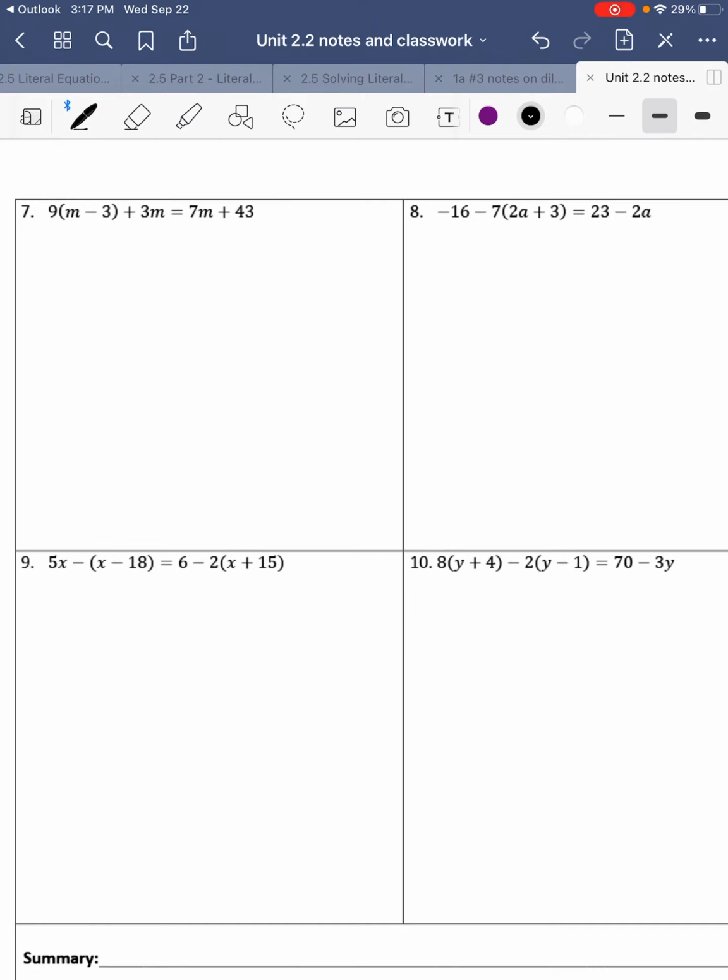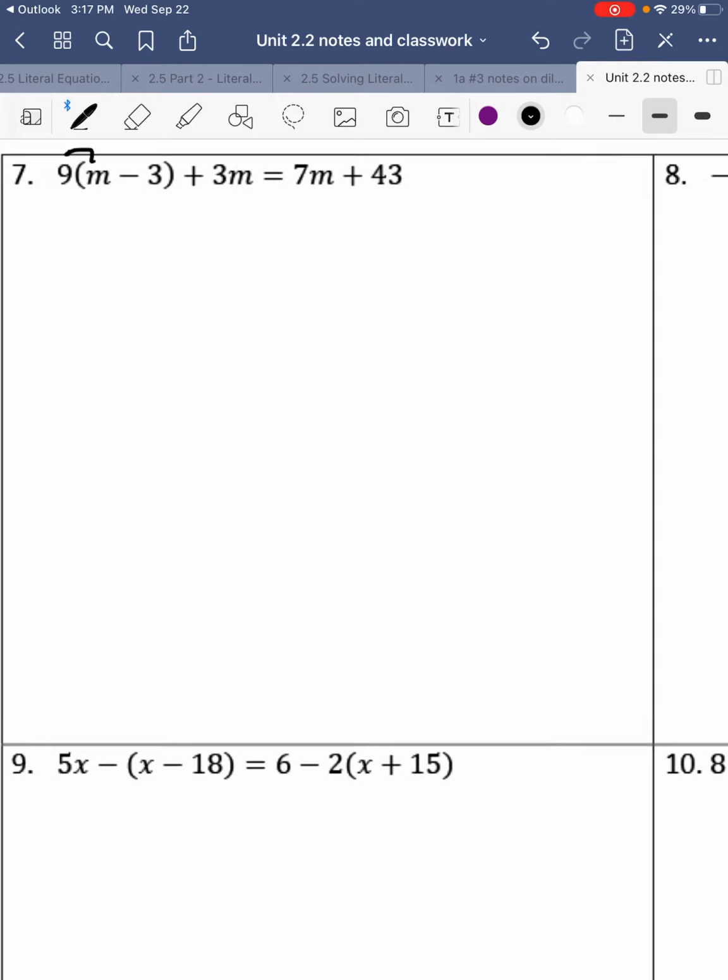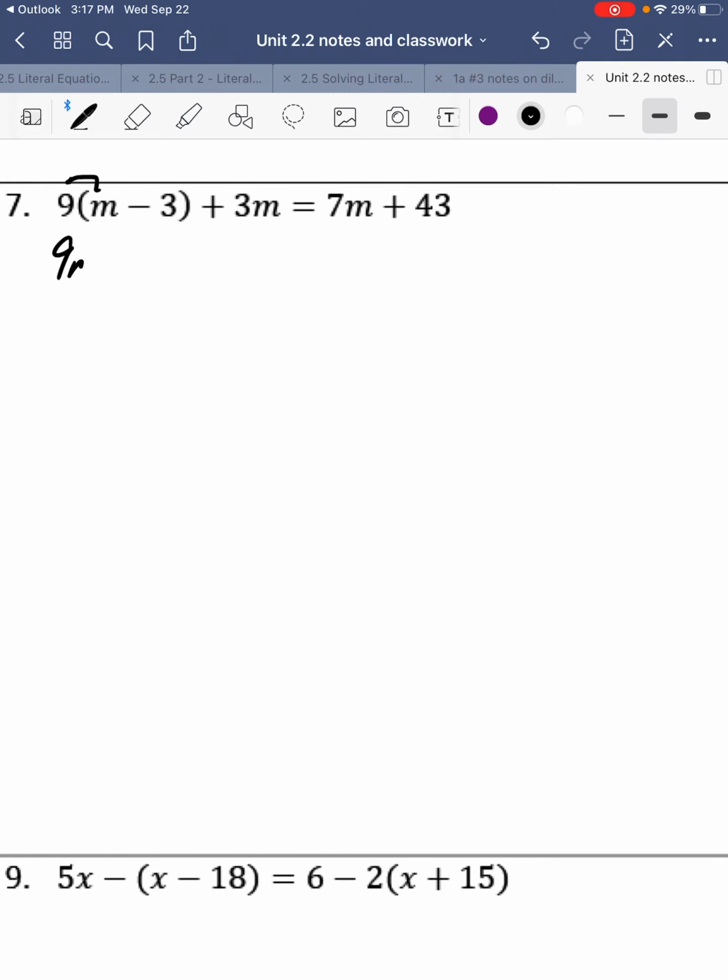All right, number 7. So we're looking here. We have 9. So looks like we have like terms, or we got to distribute. 9 times m is 9m. 9 times a -3 is a -27, so I'll write -27. Plus 3m is going to come down. Didn't do anything with that. So I'll just rewrite the rest of the problem.